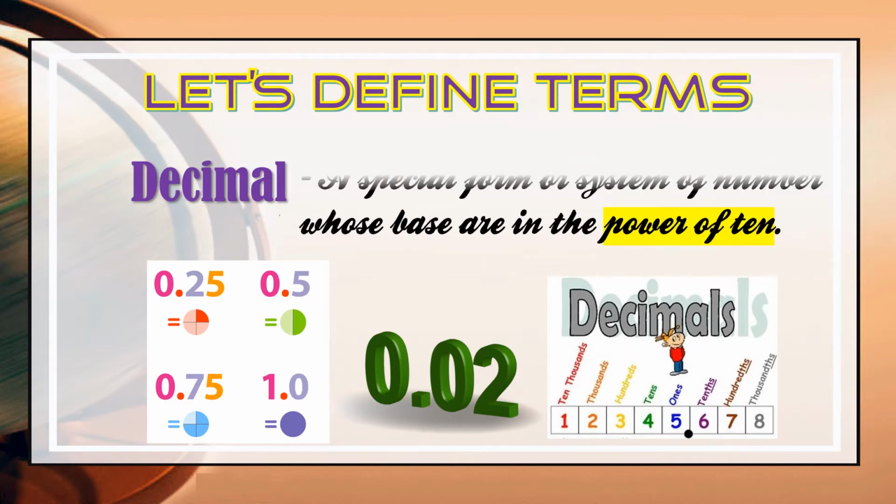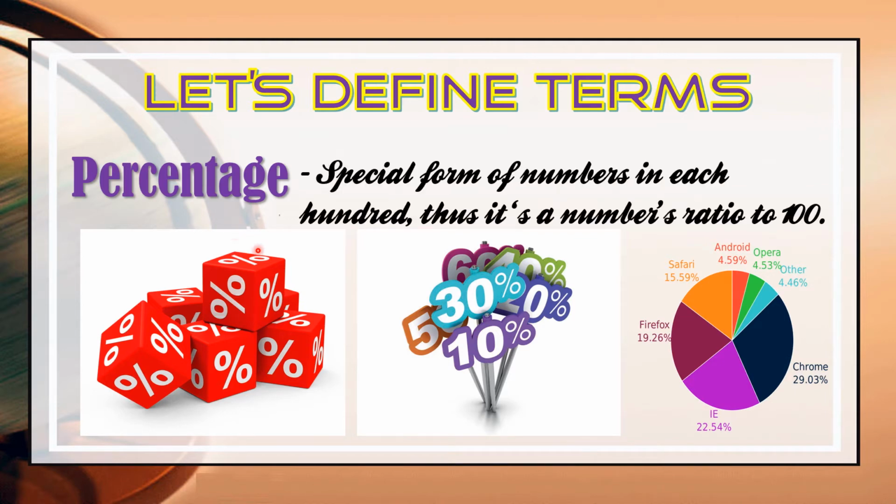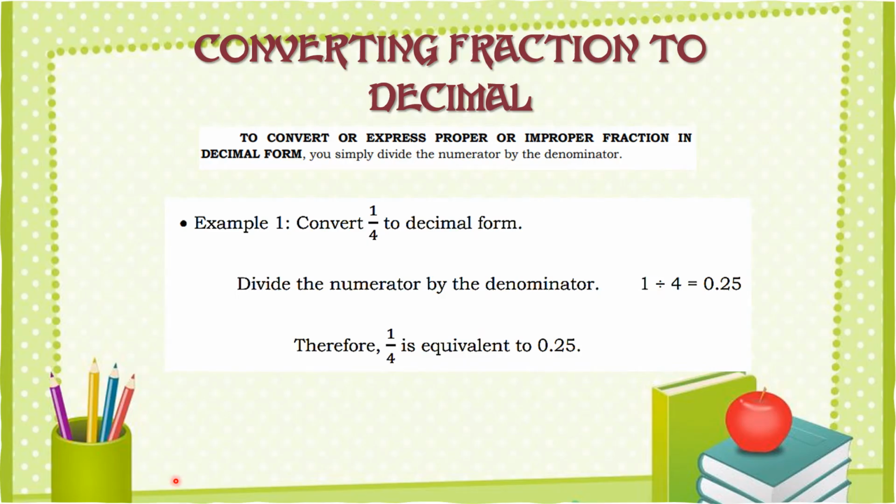Next, we have decimal. Decimal is a special form or system of numbers whose base is in the power of 10. Next, we have percentage. Percentage is a special form of numbers in each hundred. Thus, it's a number's ratio to 100. Now let's begin with our main topic.